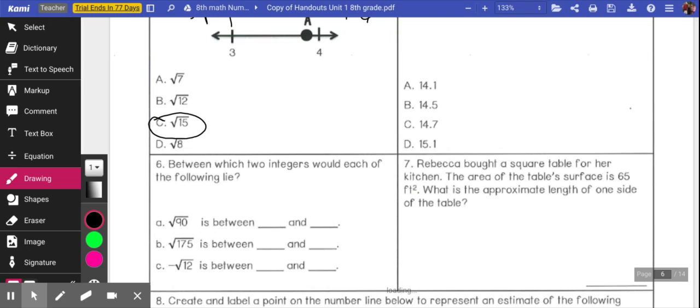Rebecca bought a square table for her kitchen. So you know it's a square. The area is 65. So before, we always took the square root of that to find the length of one side. Well, now it's not a perfect square, but we're still doing the same thing. It just won't be a perfect whole number. So go ahead and pause and try those.